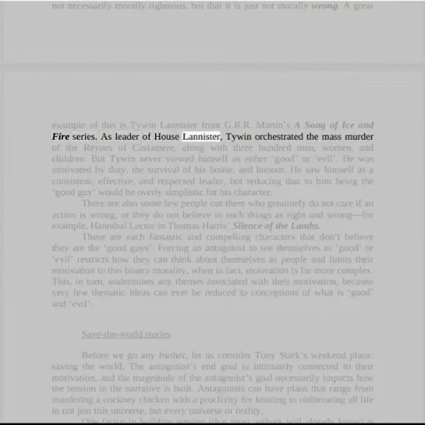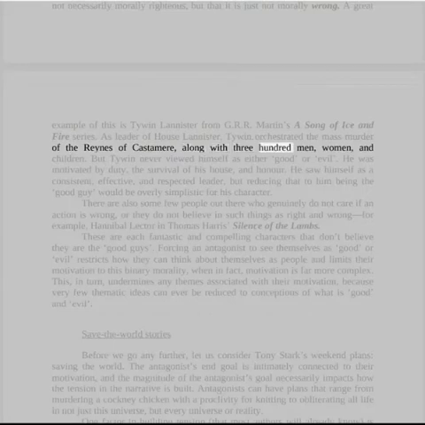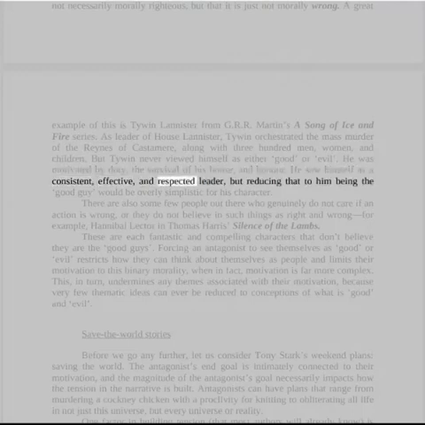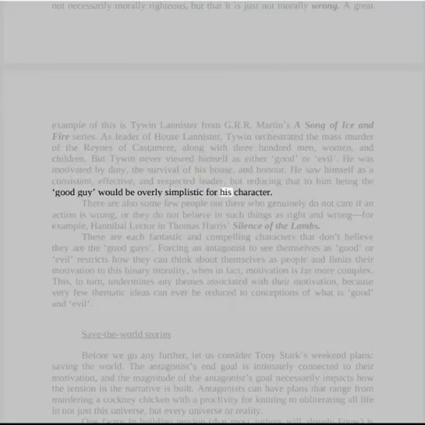As leader of House Lannister, Tywin orchestrated the mass murder of the Reynes of Castamere, along with 300 men, women, and children. But Tywin never viewed himself as either good or evil. He was motivated by duty, the survival of his house, and honor. He saw himself as a consistent, effective, and respected leader, but reducing that to him being the good guy would be overly simplistic for his character.